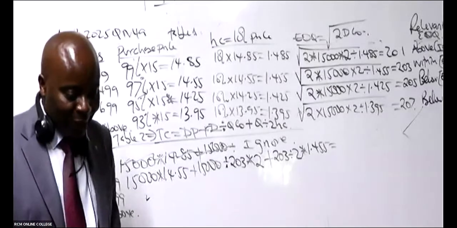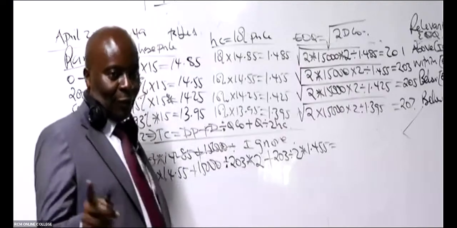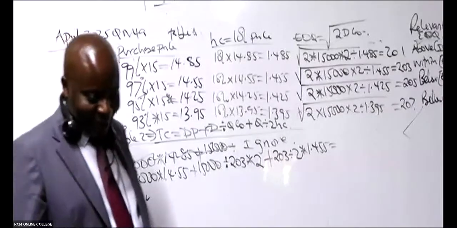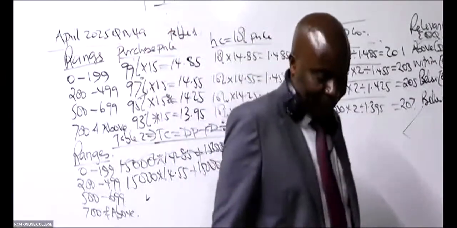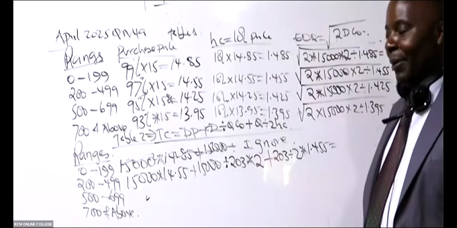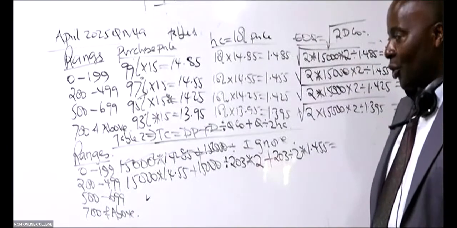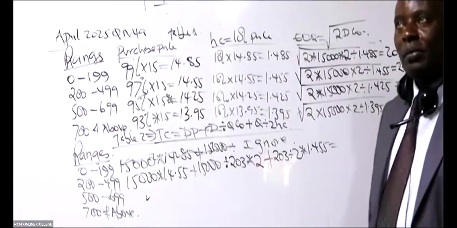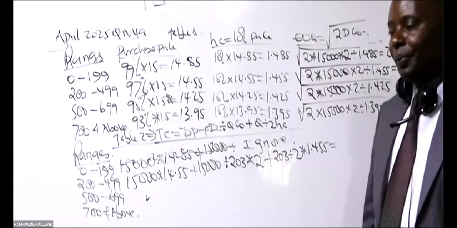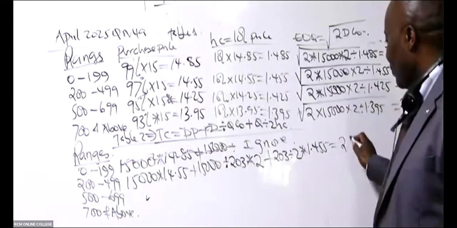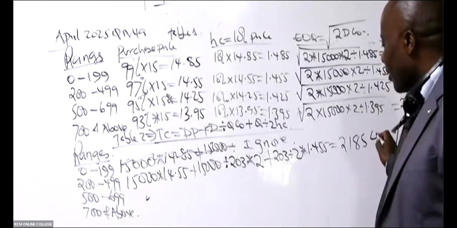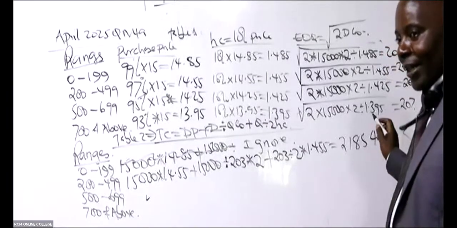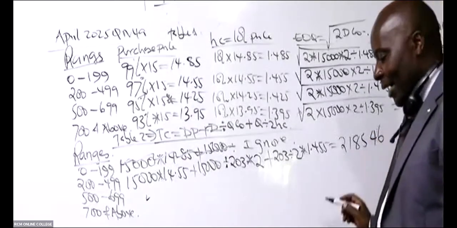So Tina gives me 218. I'm waiting for the physical students to as well give me this figure. 218. Nangoja physical students waniambie answer ya hii total cost for the second class. $218,580. Tuache hivyo.